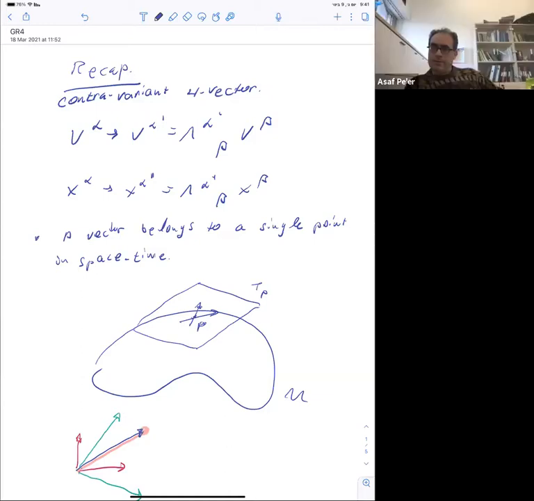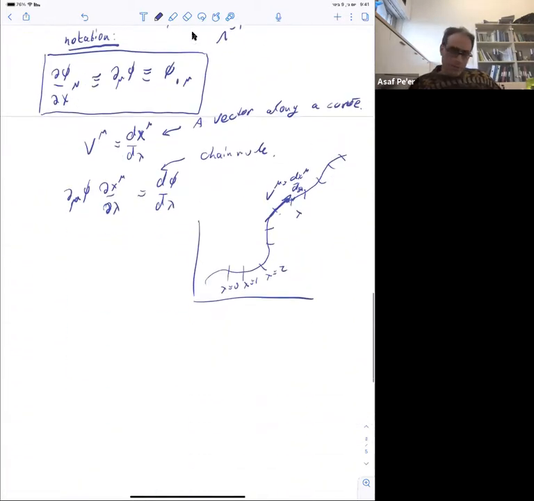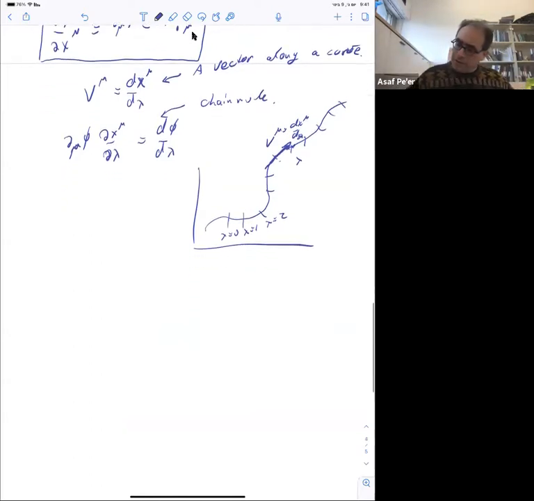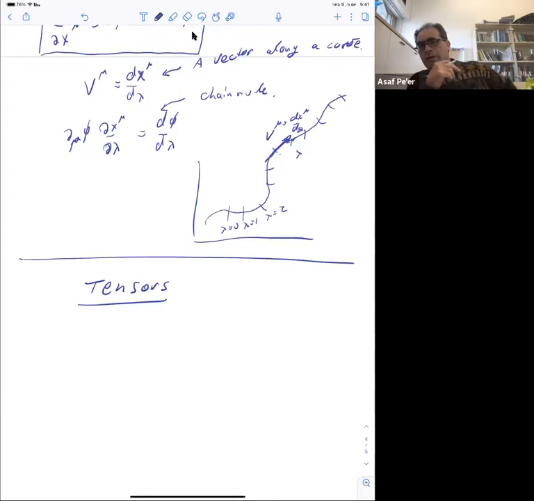Okay. Why did I spend all this time speaking about that? Any clue? Because now there is a very natural extension of this whole concept of vectors, and that's called tensors. I'm sure you've heard the name, but now we do the definition properly. Really it's a generalization of the concept of a vector.